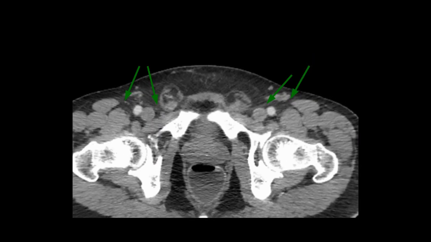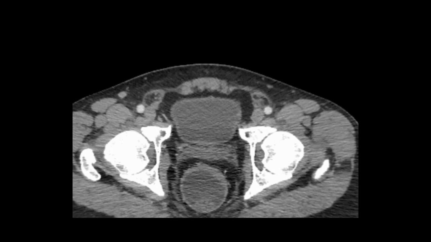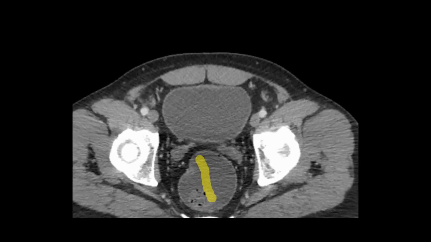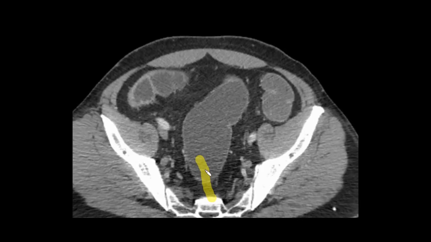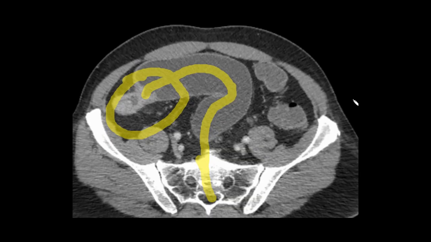Yes, these were palpable nodes. They have a bearing on the management in this case. So now let us see, we will trace the rectum. This is the rectum. As I go above, converting into sigmoid, and this is the area, right? If you see, completely thickened, narrowed area, right?